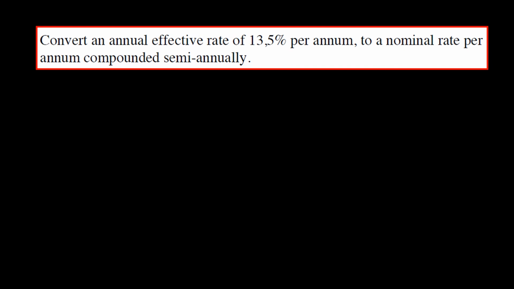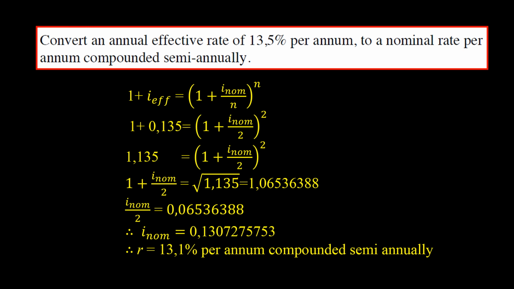Convert an annual effective rate of 13.5% per annum to a nominal rate per annum compounded semi-annually. So n is 2. We substitute the numbers into the formula. We have 1 plus i nominal over 2, it's going to be 1.135 to the power of one half, the square root. Then we have i nominal over 2, subtract 1. We get 0.06536388. Then we multiply both sides by 2.